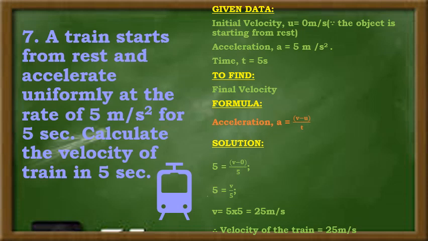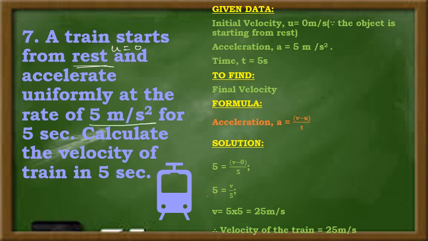So look at this question. A train is starting from rest. So they have told that the train is going to start from rest. That means your u is 0. And then it is going to accelerate uniformly at the rate of 5 meter per second square.